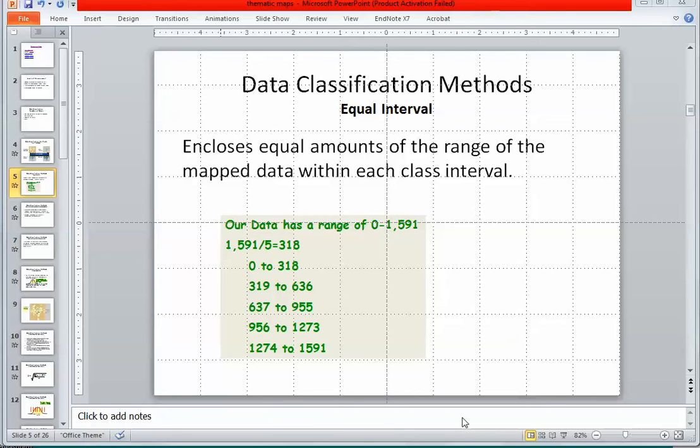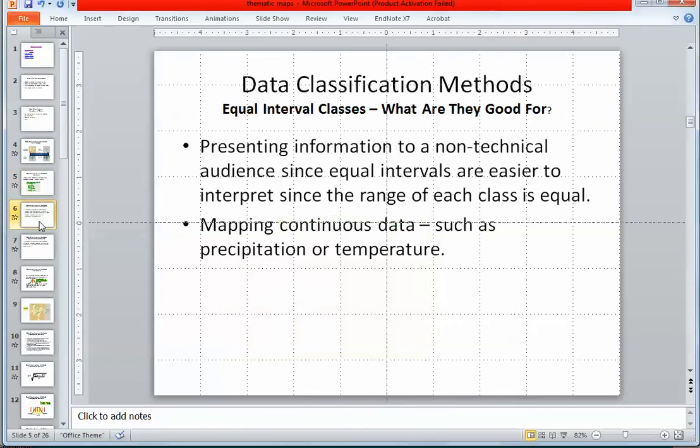Now, this has a certain advantage to it in that, as I said, the easiest thing is that people see it and they understand. Equal number, equal number, equal number. It's very good when the data that we're looking at is continuous. So, for example, precipitation data or temperature data, depth data, elevation data, all of these things lend themselves to an equal interval form of classification because we want to step through the data incrementally.